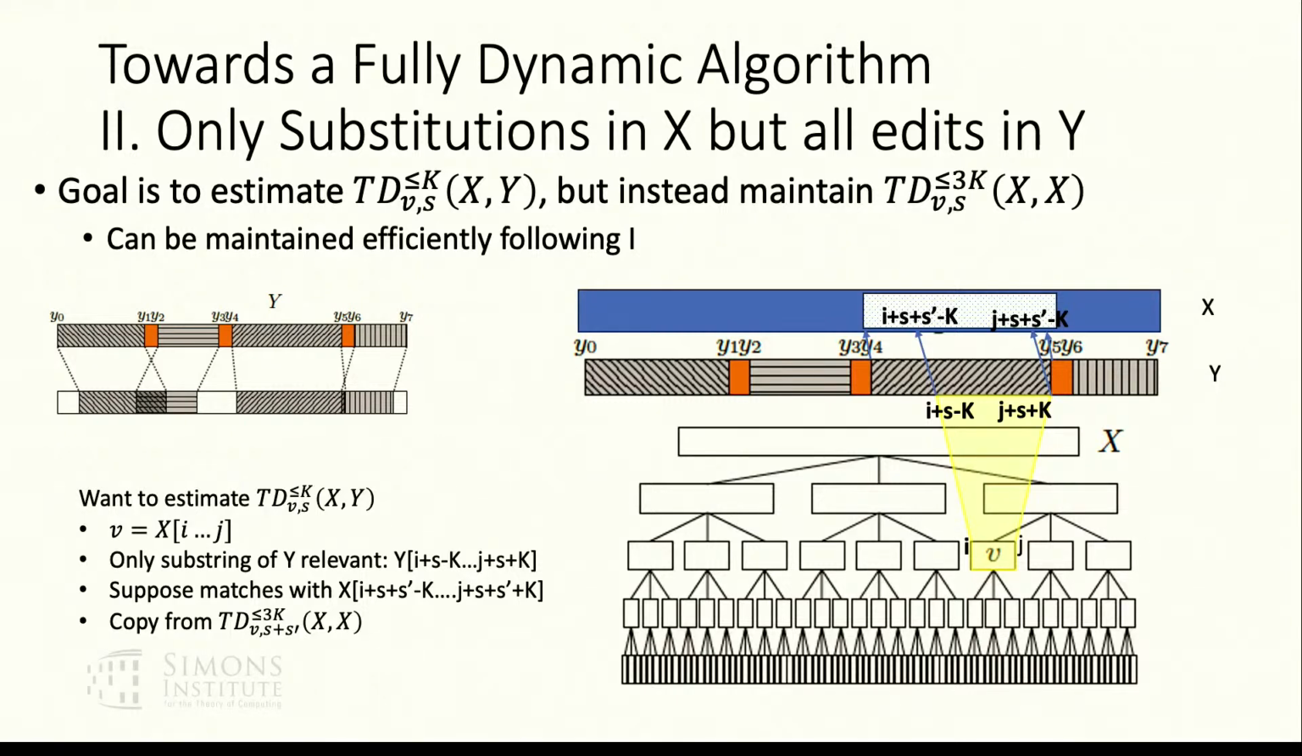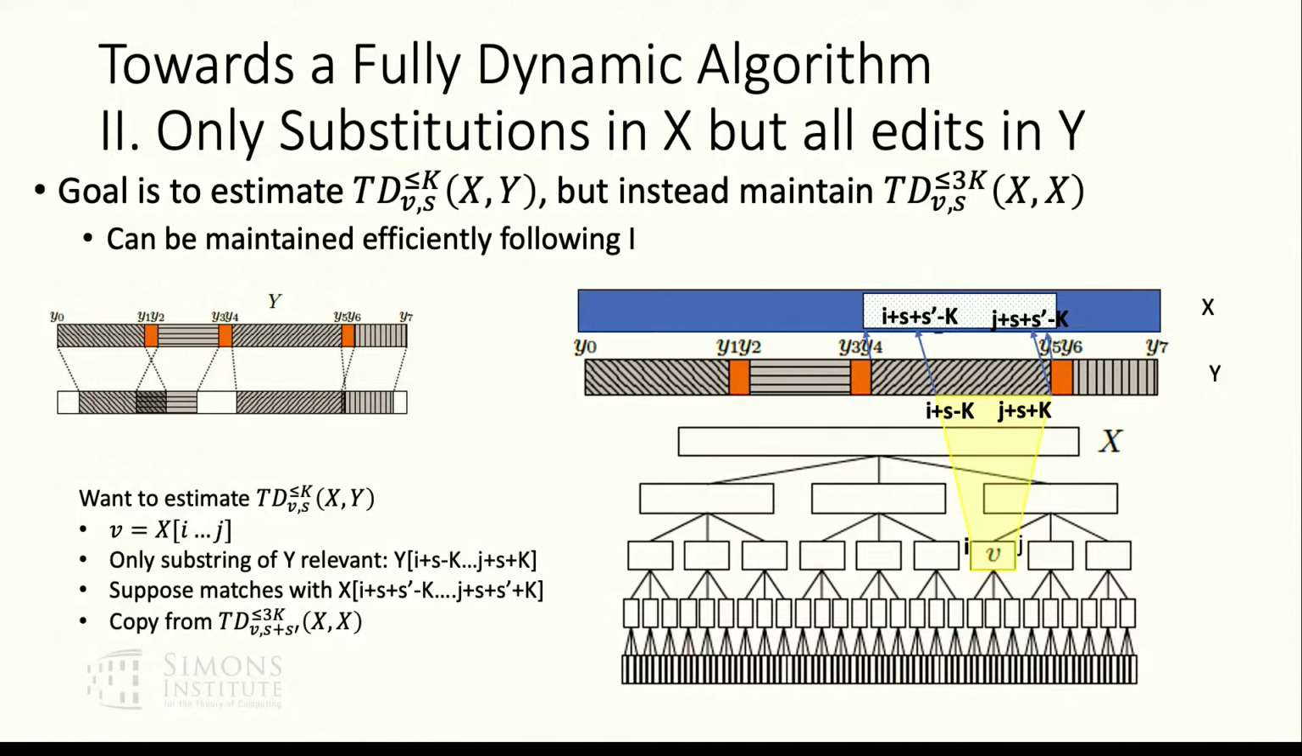Okay? If it happens that this substring is entirely contained within this matching region, that means there is a matching substring over x which exactly matches here. Okay? So this is just shifted by s prime. This exactly matches. So it happens that if I'm looking at the precision tree built on x and x, if I just change the shift from s to s plus s prime, whatever the tree distance you will get here will be exactly same as the tree distance as here. So we can just copy.